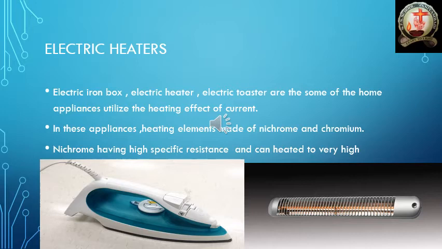So whenever current flows through nichrome, which has more resistance, it will produce more heat and more temperature. The resistance value of nichrome is high, so whenever current flows through it, it produces more heat. So this is the explanation about electric heaters.